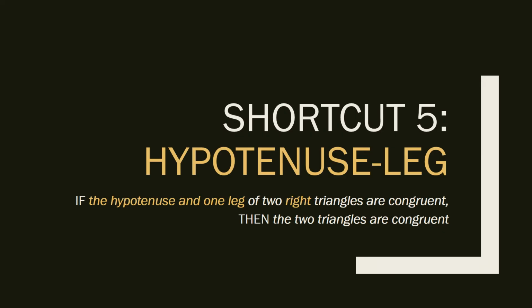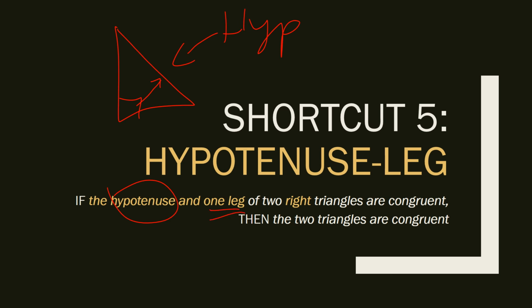So next. Okay, this one is the special one because it only works for right angles. If you have the hypotenuse, aka directly across from the 90-degree angle, and one leg, it does not matter which one, either one. If you've got the hypotenuse and one of the legs of two right triangles that are congruent, then those entire two triangles are congruent.